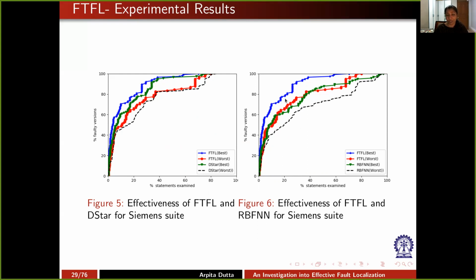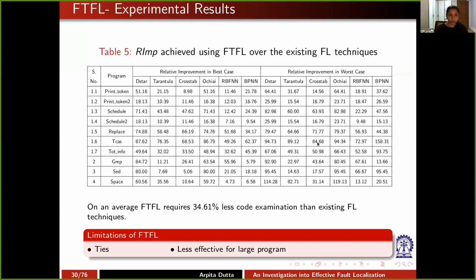Similarly, we have also presented the effectiveness of FTFL compared with RBFN for the Siemens suite, and we can observe that for each and every program point, our method is performing more effectively than RBFN. We have also compared the relative improvement using FTFL over existing techniques like Tarantula, D-Star, Cluster, OKI, IBF and BPNN for the programs in the SIR repository, and we observed that FTFL requires 34.61 percent less code examination than existing FL methods. But the problem with FTFL is that even though we have increased the effectiveness, it suffers from the problem of ties and is less effective for large size programs.